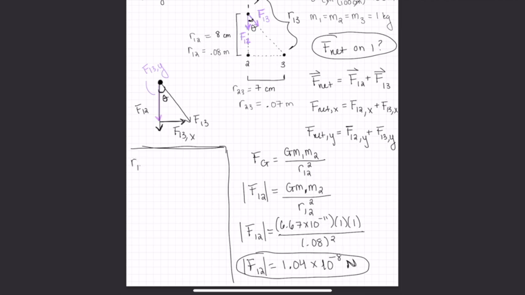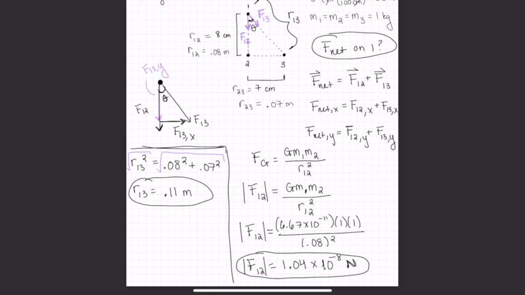So we can say R13 squared is equal to 0.08 squared plus 0.07 squared. We take the square root of both sides to get that R13 by itself. And then I'm just going to do that whole thing in my calculator. So square root of 0.08 squared plus 0.07 squared is going to give me, this one I will round to 2 sig figs, 0.11 meters. So we'll circle that. And then we also need that angle at the top.